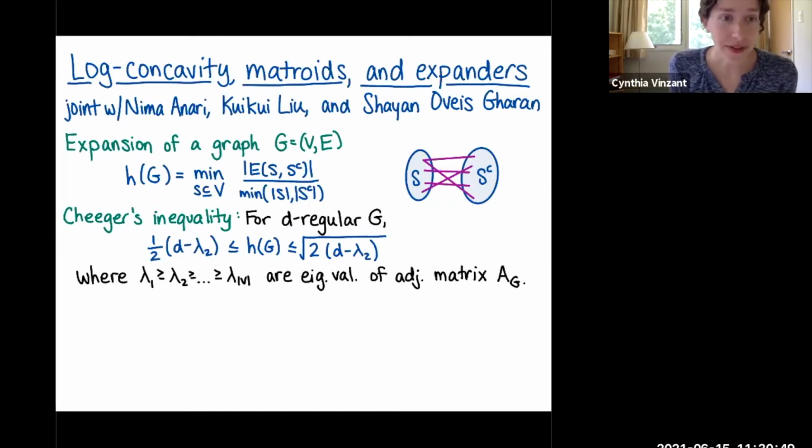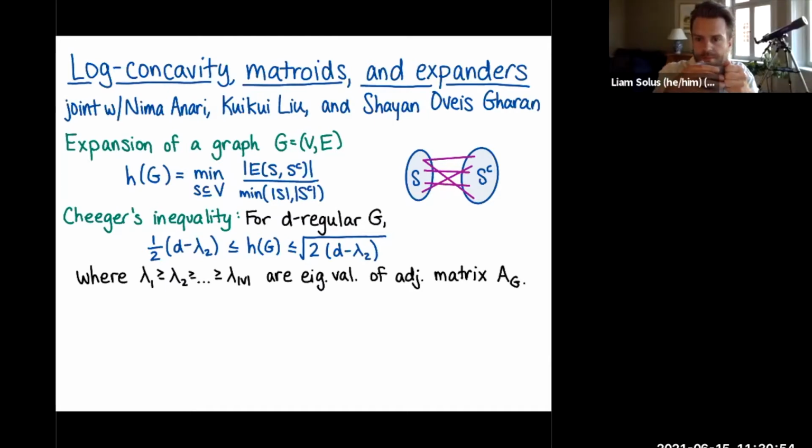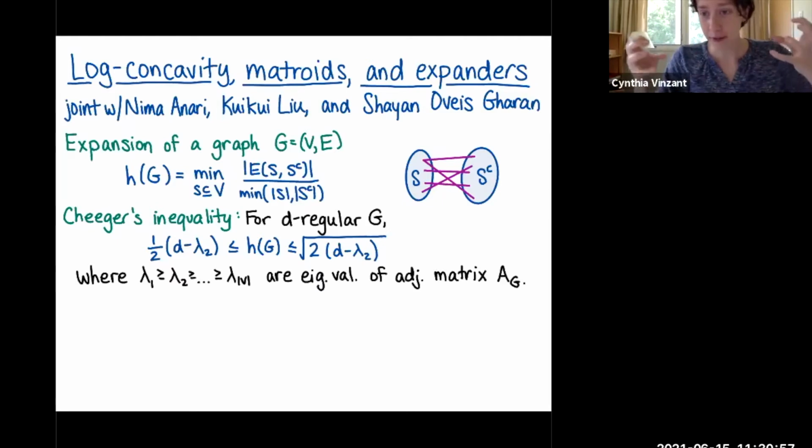So to start off, if you're interested in the expansion of a graph, then what you're interested in is whenever you split the graph into two subsets, say S and S complement, you want to know how many edges are in between relative to the smallest size of S or S complement. You want to take the minimum over all subsets of the vertices of this quantity. That's the expansion, the edge expansion of the graph. And you might be interested in this quantity if you're, say, running a Markov chain on this graph and you want it to mix quickly. This is a quantity that's related to the mixing time of that.